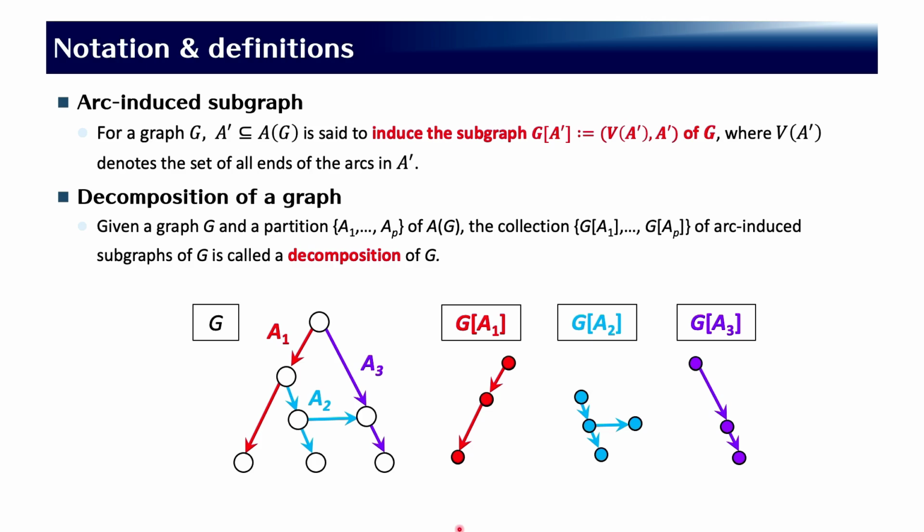Next, we consider partitioning the arc set A of G into non-empty subsets. Here we have partitioned A(G) into 3 subsets, A1, A2, and A3. Then each subset induces a subgraph of graph G as indicated in different colors. The collection of these three is called the decomposition of a graph G.